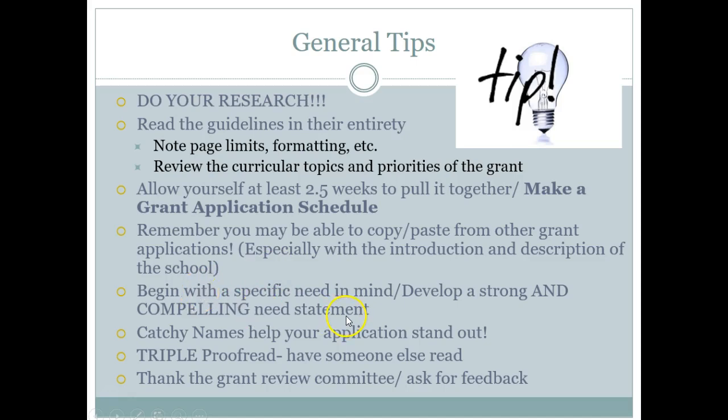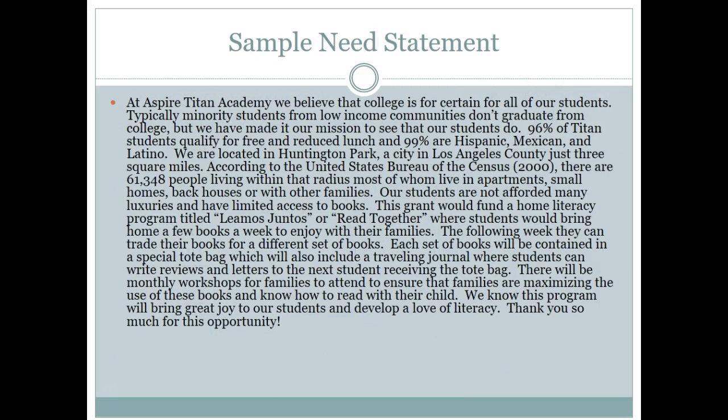Begin with a specific need in mind, develop a strong and compelling need statement. I'll show you a sample next. A catchy name helps your application stand out. Make sure to triple proofread, even have someone else unfamiliar with the grant read it to make sure it makes sense. And then after you submit, send a thank you to the grant review committee. If you don't get the grant, ask them for feedback to find out what you could have done to improve your grant. So here is a sample needs statement that I created that I used over and over and over again.